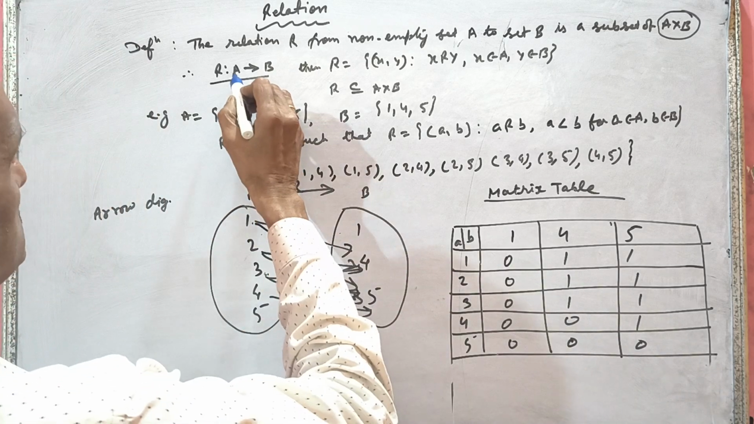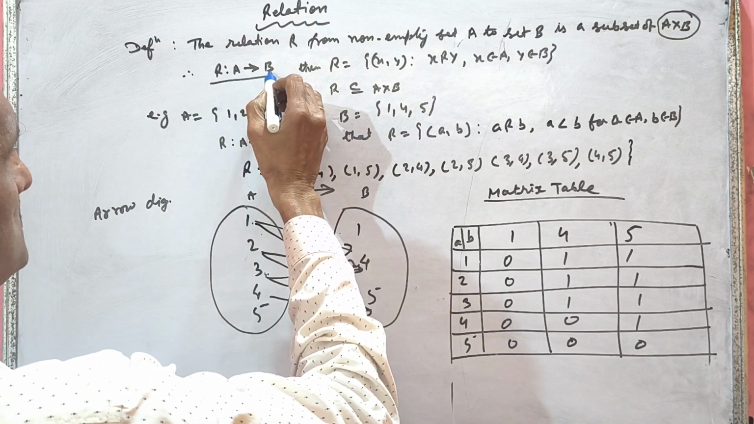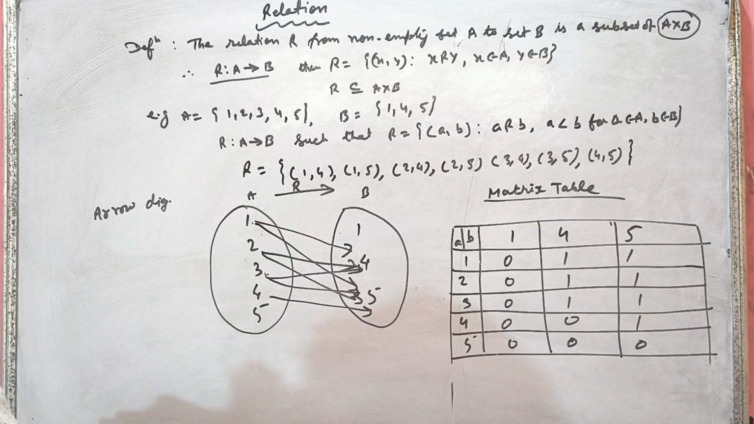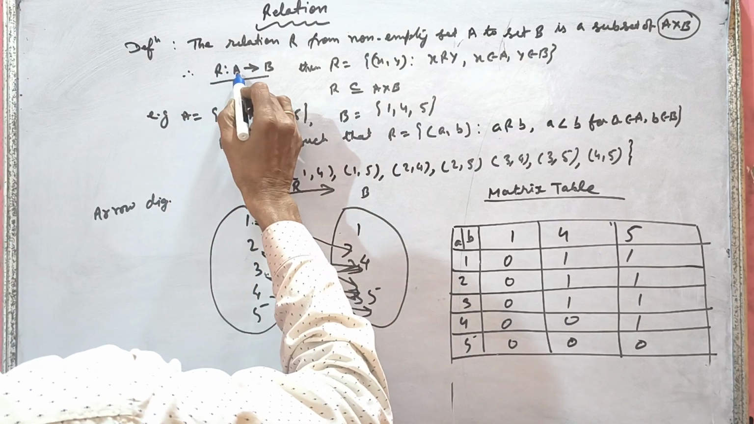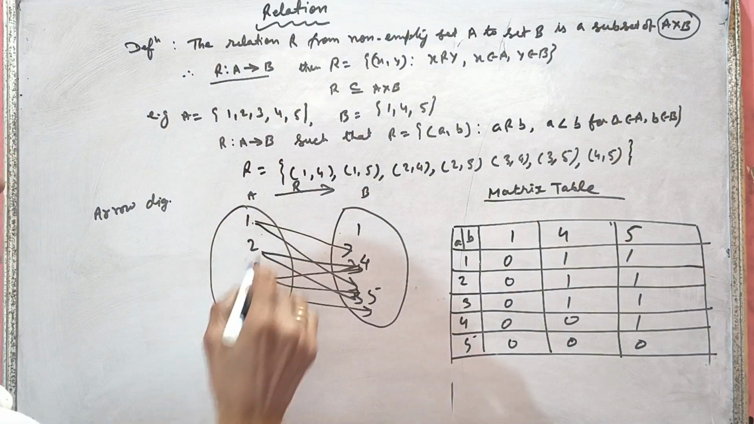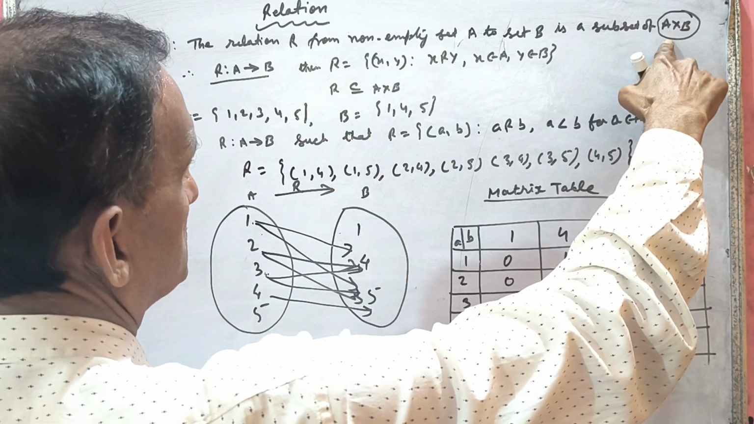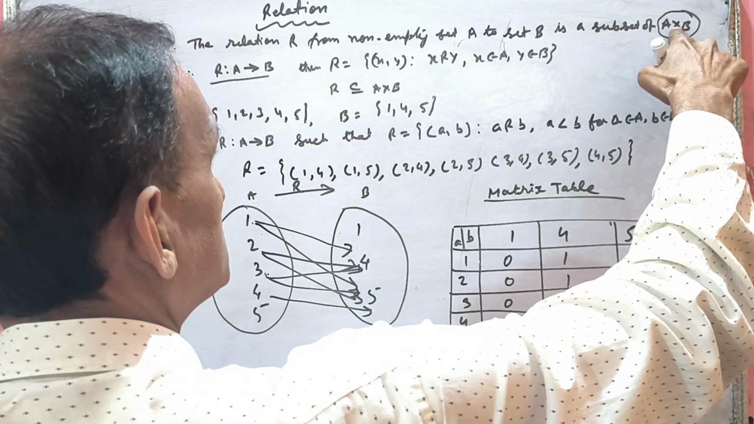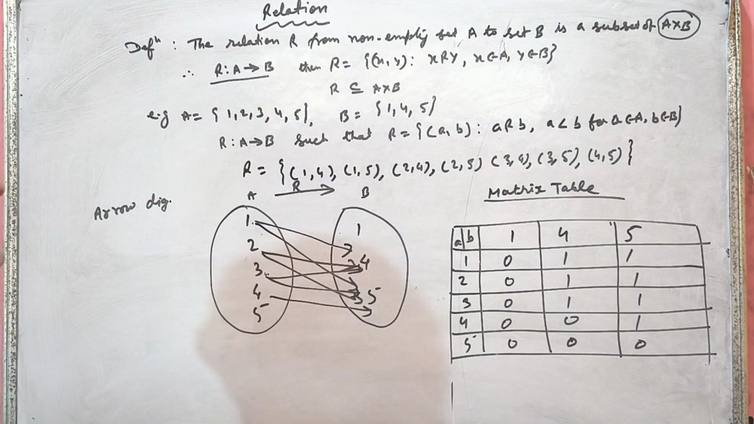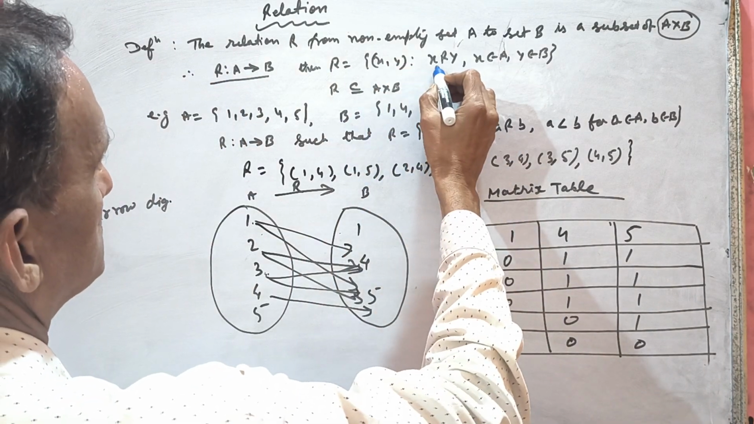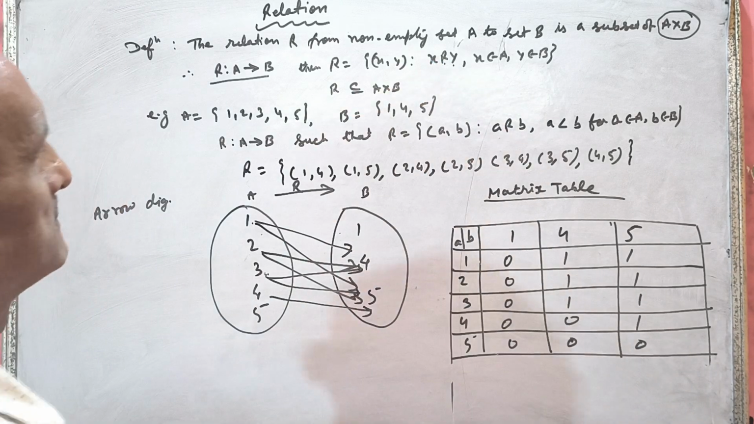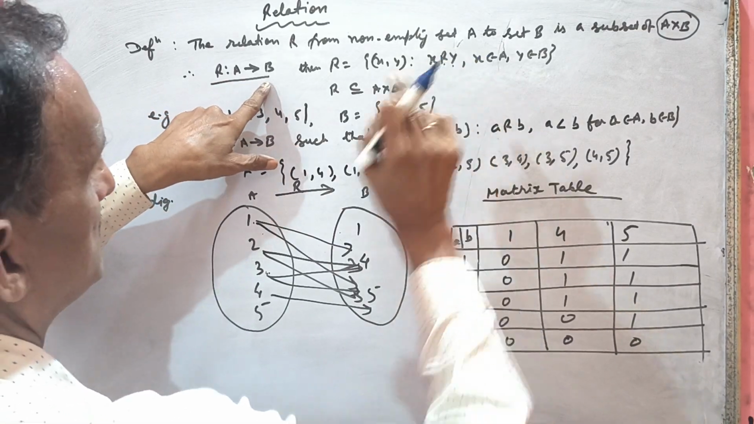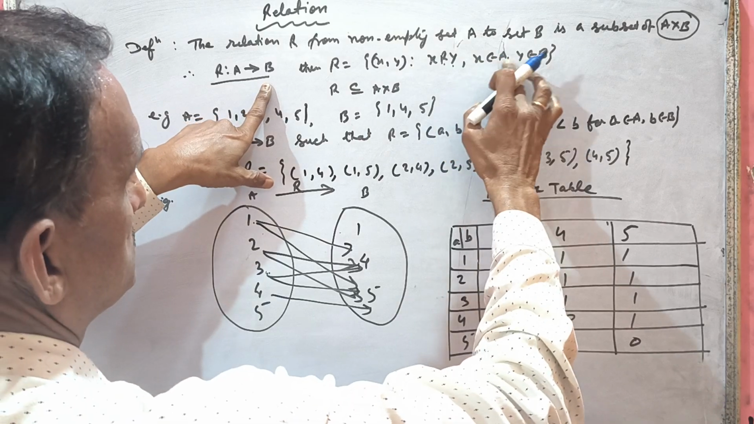What is the meaning? The elements of the first set A are related to the elements of the second set B by some rule. Okay, when we do the example, it will be clear. How will you read it? R is a relation from A to B. Then R equals, see, Cartesian product is a set of ordered pairs, and R is a subset of the Cartesian product of sets A and B. So R will be ordered pairs (x, y) such that x is related to y. What is x? Element of the first set A. What is y? Element of the second set B. That is, x belongs to A and y belongs to B.